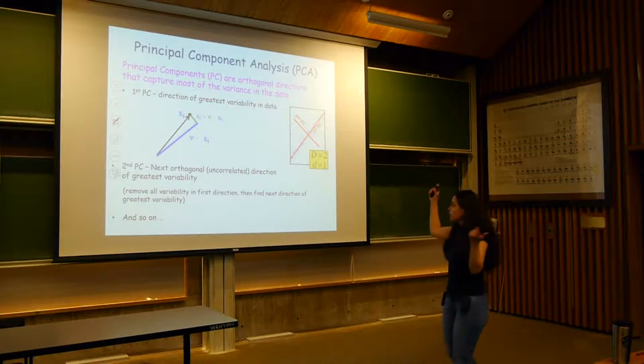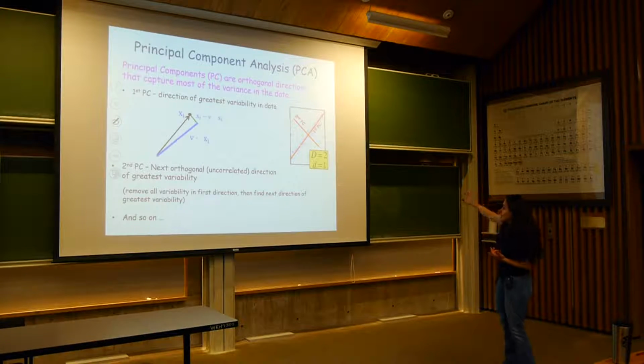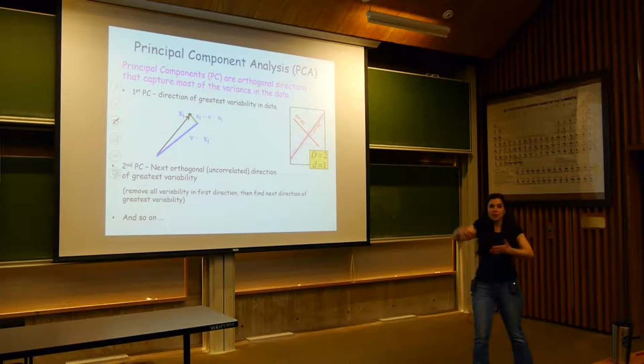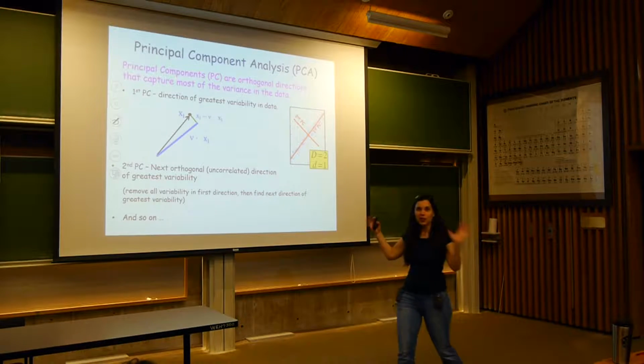Okay, cool. So the first principal component is the direction of greatest variability in the data here, right? In this example, this is the first principal component. The second principal component is the next orthogonal direction of greatest variability. In this picture, is this second component over here, right? And then so on. You can define the third principal component, the fourth principal component, and so on.